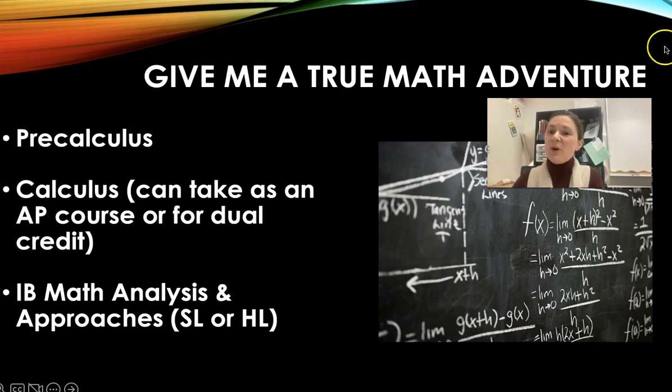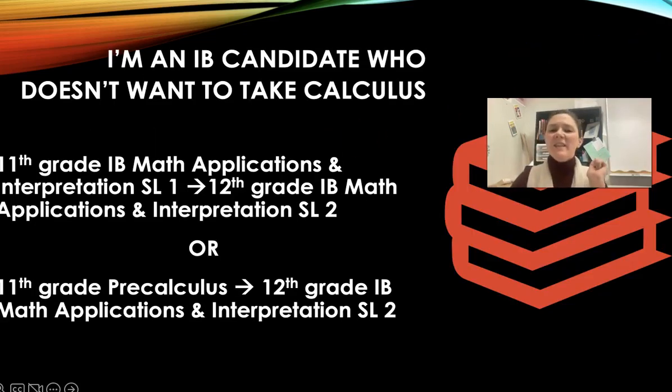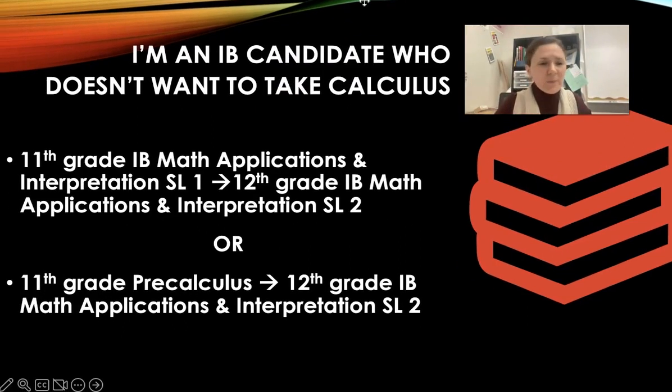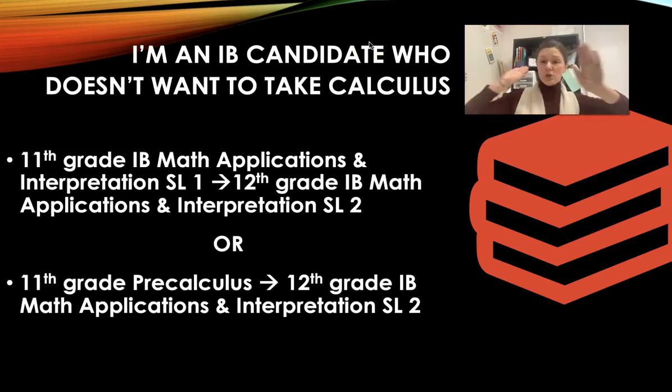If you know you're doing the IB program, but you're like, math is not my favorite, then here we go. If you're an IB candidate, you don't want to take calculus, but you need some more math, then here are our options. You can choose to take IB Math Applications and Interpretation in 2 distinct years, SL1 and SL2, and that's pretty straightforward.